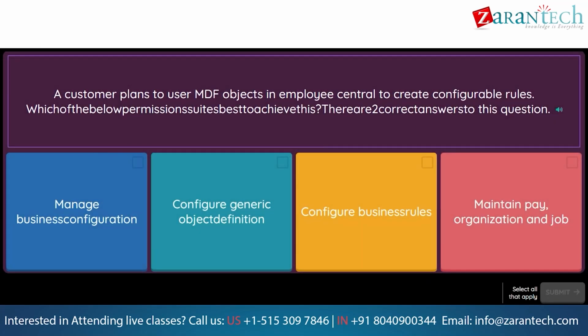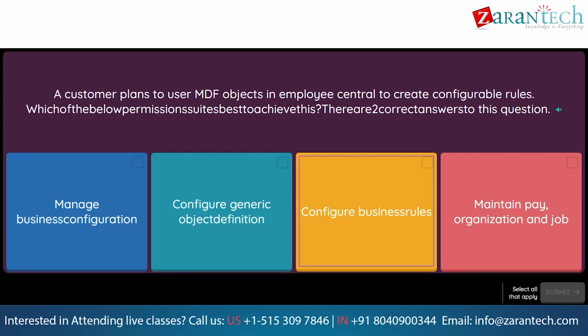Question: a customer plans to use MDF objects in Employee Central to create configurable rules. Which of the below permissions do you need to activate? There are two correct answers to this question. Option 1 Manage business configuration. Option 2 Configure generic object definition. Option 3 Configure business rules. Option 4 Maintain pay, organization and job.